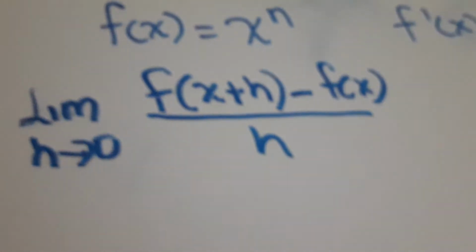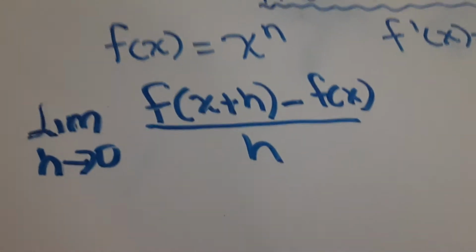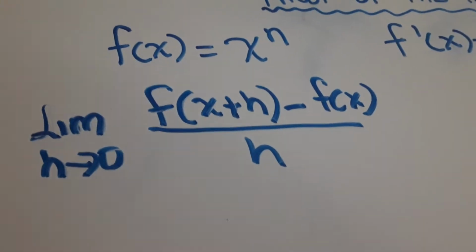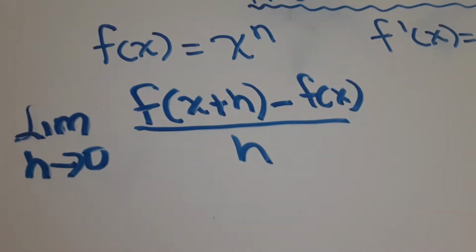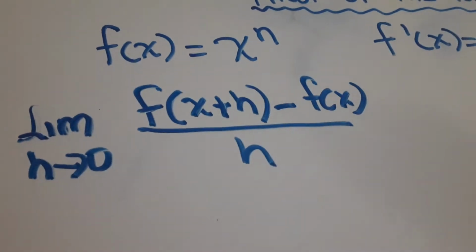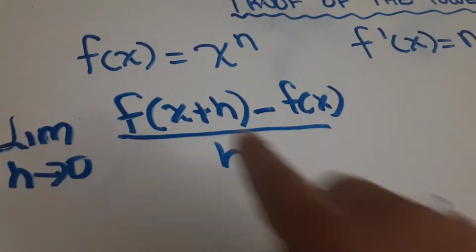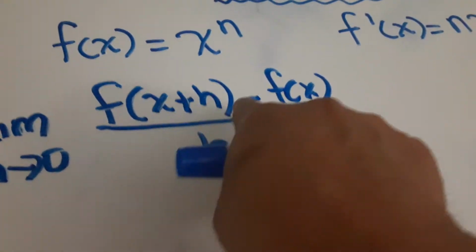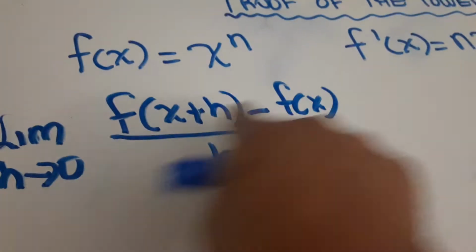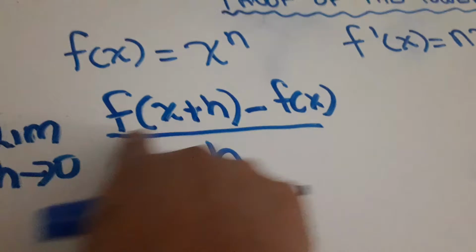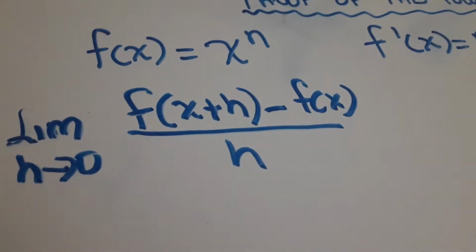h, right? So basically it's saying how the function is going to change when x is changing. So this is what we're trying to find, right? When x is changing, how the function is going to change. That's why you have a difference there on top, right?